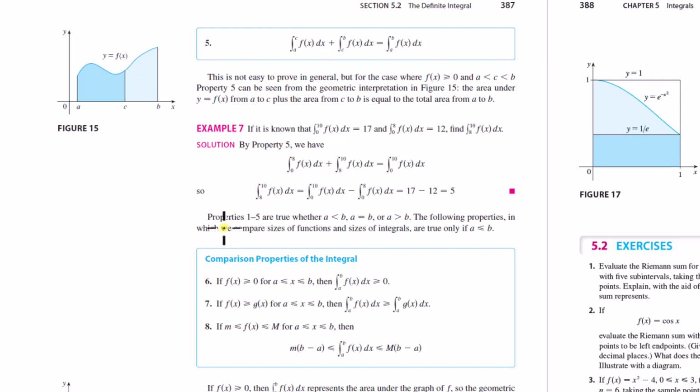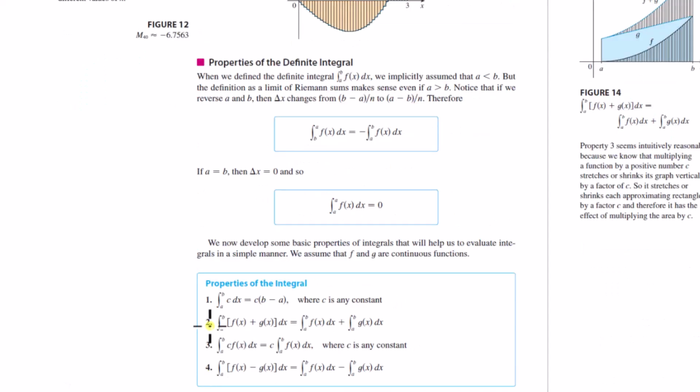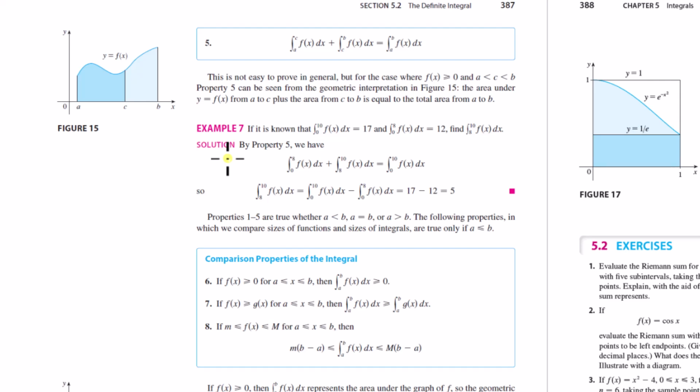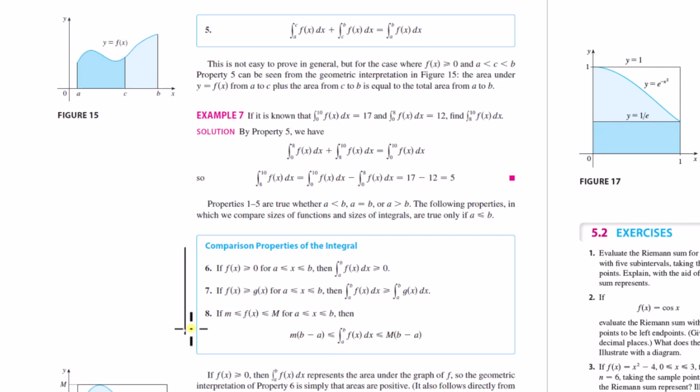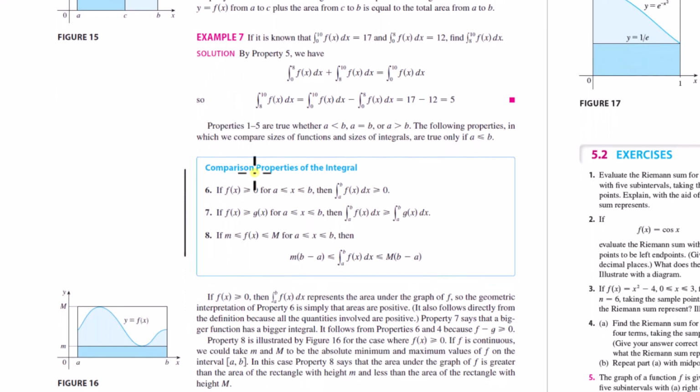Okay, so it says properties 1 through 5, the properties we just went over. So these 4 properties here and this property here are true whether a is less than b, a is equal to b, or a is greater than b. They're true in general. The following properties, in which we compare sizes of functions and sizes of integrals, are true only if a is less than or equal to b. Okay, so these are true only if a is less than or equal to b.